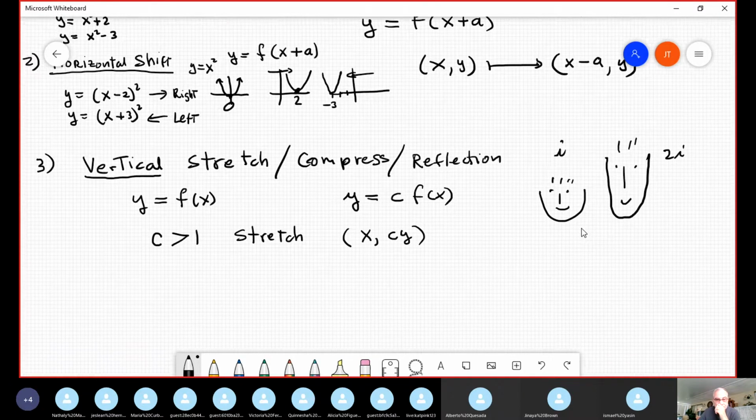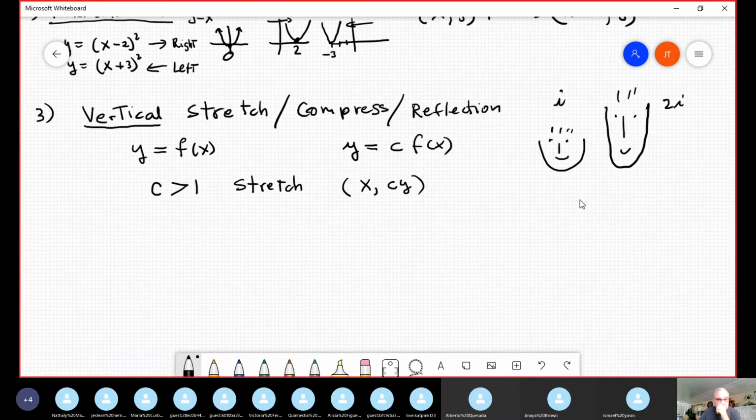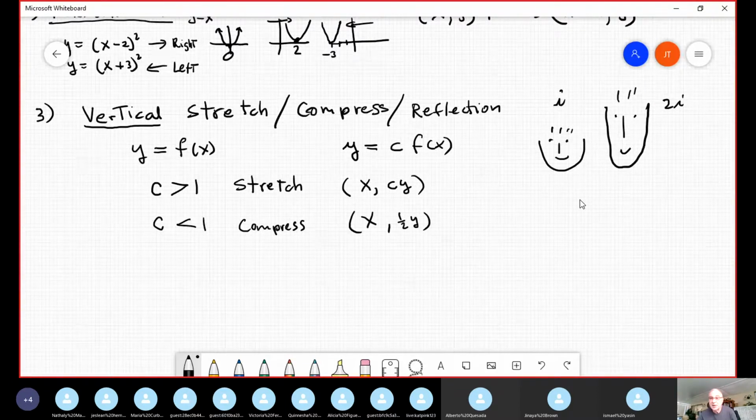Suppose now that c is less than 1. For example, 1/2, 1/3, 1/5. Then it is a compress. Why compress? Because x stays the same, but c now is, suppose, 1/2. So the y value is reduced, and my image will look like that. It's an image divided by 2.